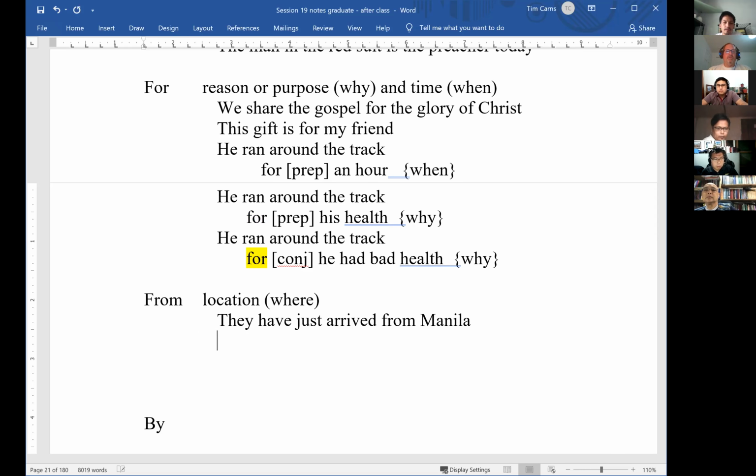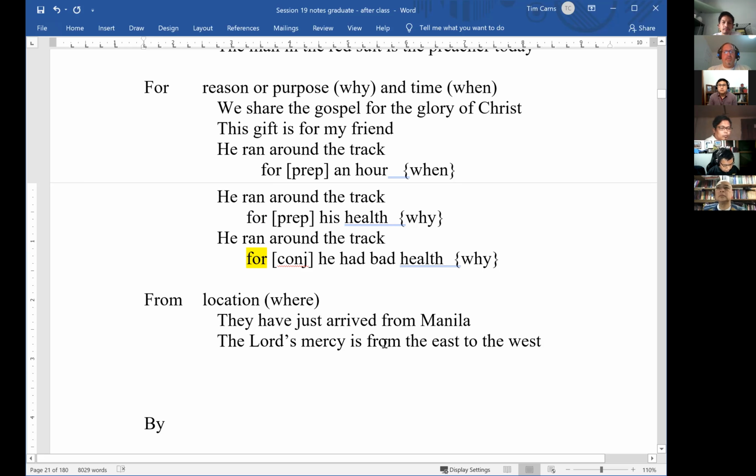What other way can this preposition from be used? It can also refer to scope, like from end to end, something like that. Yeah, that might be a location. The Lord's mercy is from the east to the west. So there it's still like a location. How about this one?